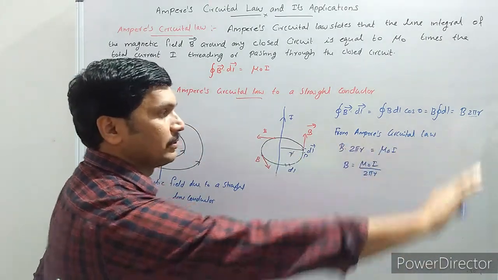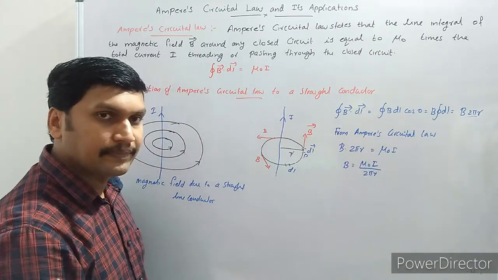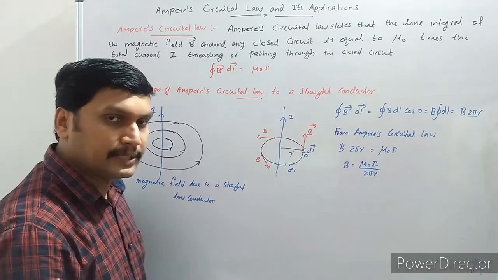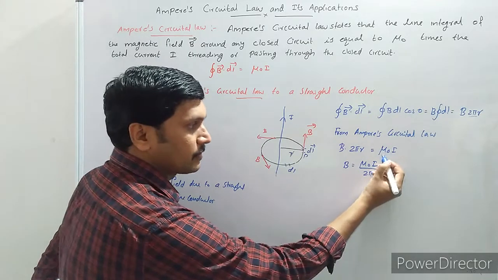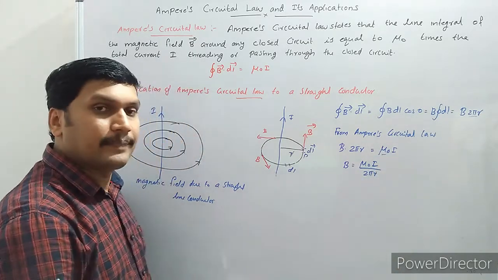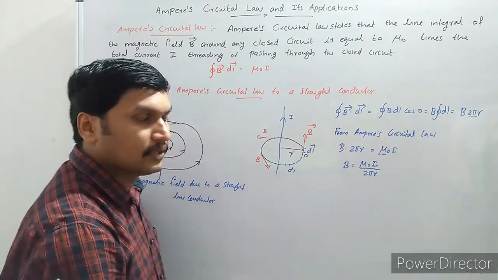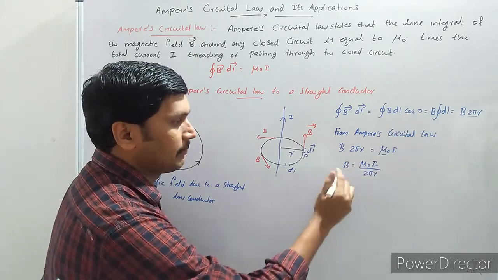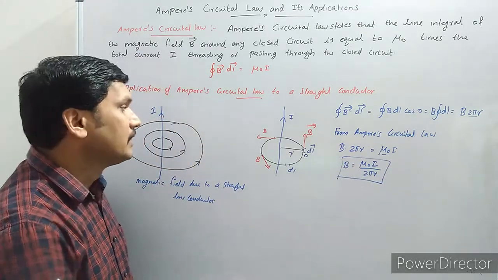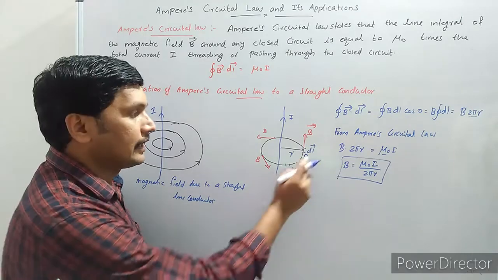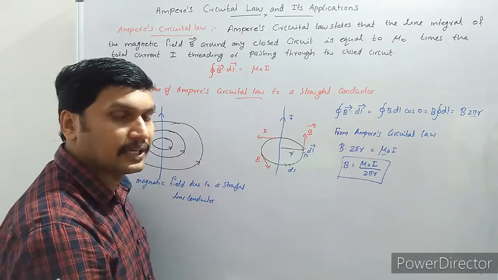Now, from Ampere's Circuital Law, we know that the line integral of B dot dl is equal to mu 0 times I, where mu 0 is the permeability of free space. Our conductor is placed in vacuum or free space. That's why we can use mu 0. If it is not in vacuum, the permeability of that medium should be used. So B times 2 pi r equals mu 0 times I, and B is equal to mu 0 I by 2 pi r. That's the magnetic field at a point P, which is at a distance r from the conductor.